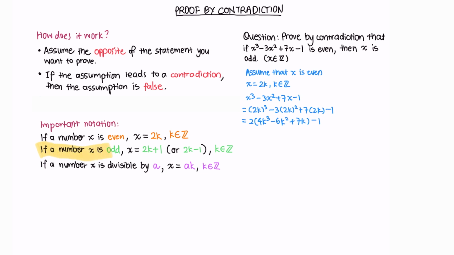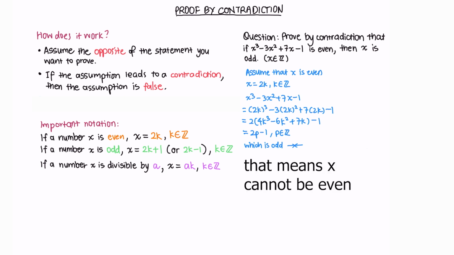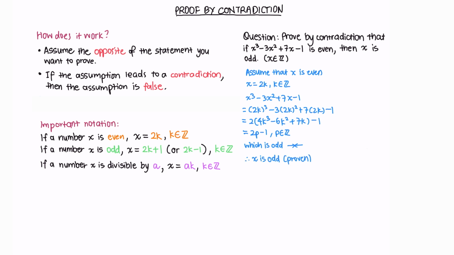If a number x is odd, then x will be equal to 2k - 1, where k is an integer. In this case, do you realize that this over here is an integer? So we can write it in the form of 2p - 1, where p is an integer. And we can say that this is odd, and I'll put my contradiction sign over here. Since we have reached a contradiction, where this says even but we actually get odd over here, this means that we can just say that this is proven true.